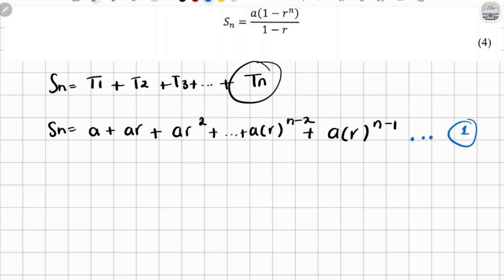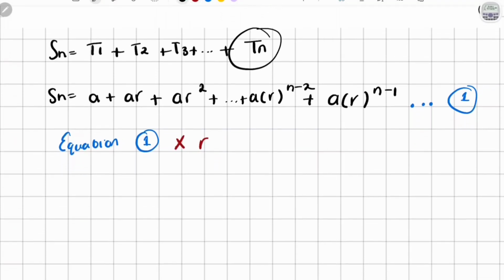Now, in order to get the second equation, what we're going to do is take equation 1 and multiply that equation by r. To do this, you're going to do this to both sides of the equation, to the left and the right hand side. On the left hand side, you have Sn.